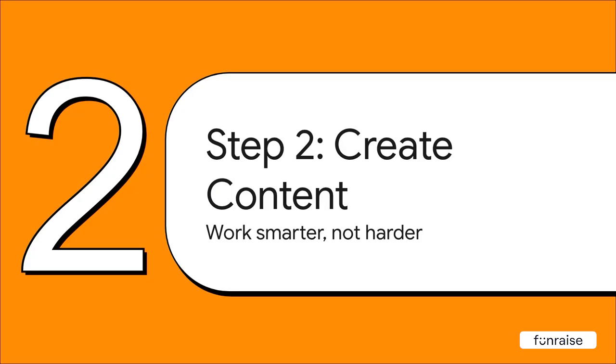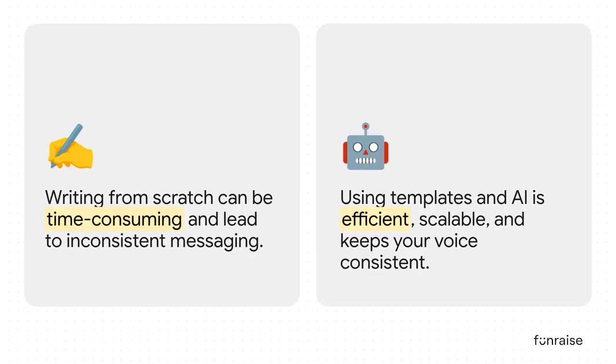Okay, so once your lists are all set, we're ready for step 2, creating your content. And the whole mantra here is work smarter, not harder. Sure, you could write everything from scratch, but let's be honest, that takes forever and it's tough to keep things consistent. The much smarter way to go? Use templates and AI. It's way more efficient, you can scale it up, and it guarantees your messaging stays on point across all your channels.